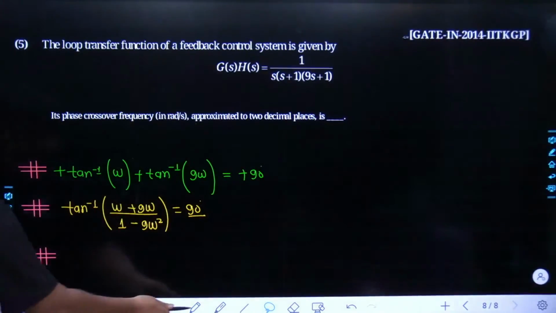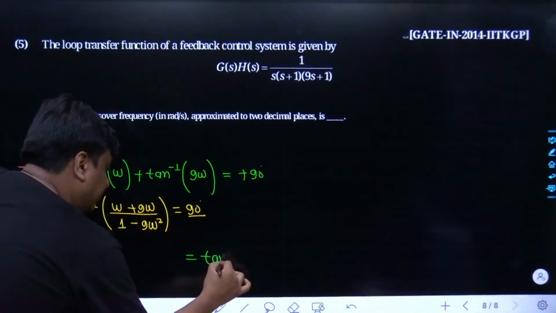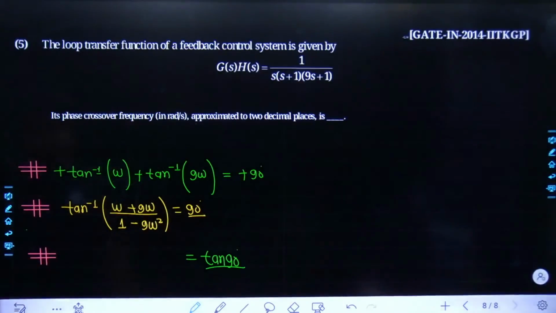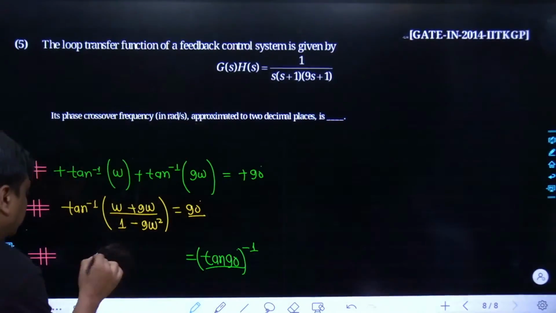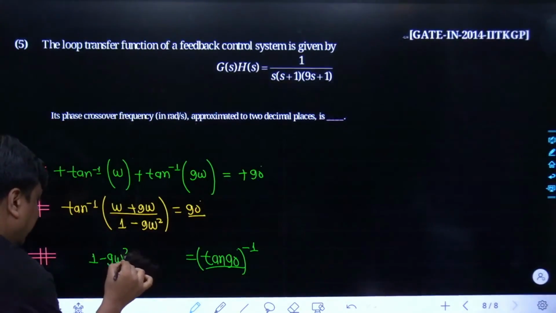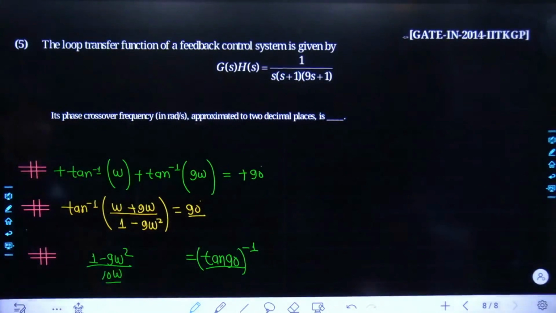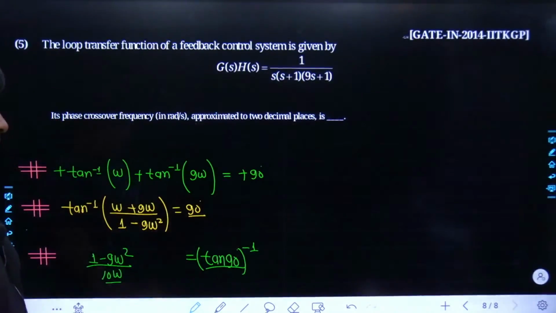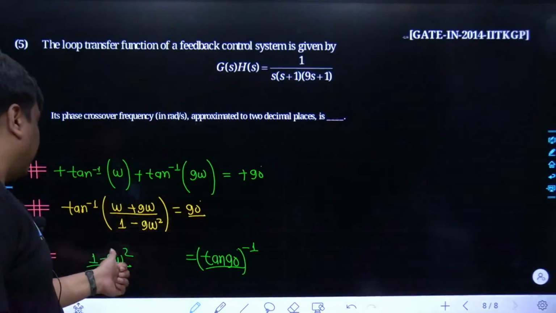So when the tan inverse is placed towards the right hand side, it becomes tan of 90, and we know the tan of 90 is an absolutely large value, hypothetically infinity. So what we could have done over here, we could have taken the inverse on both sides. And once we do so, the denominator would go towards the numerator side. It would be 1 minus 9 omega squared, and the numerator would come towards the downside. Tan 90 becomes infinity, its inverse would become 0, 0 multiplied with 10 omega would become 0, so 1 minus 9 omega squared would become 0.